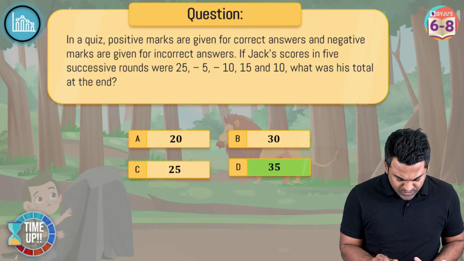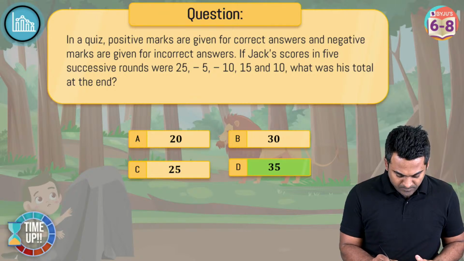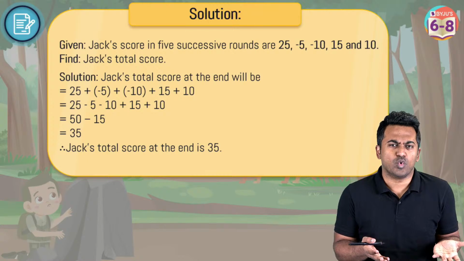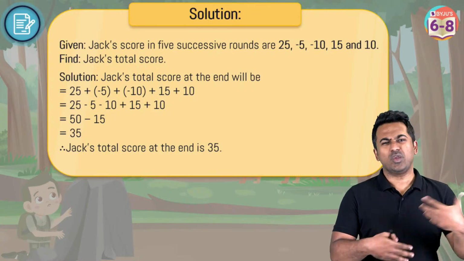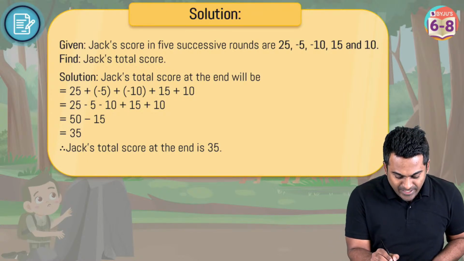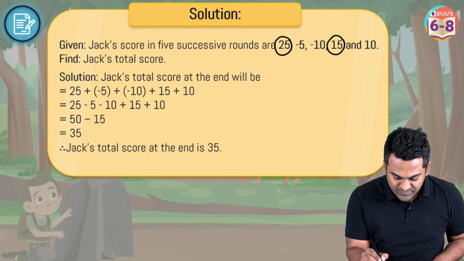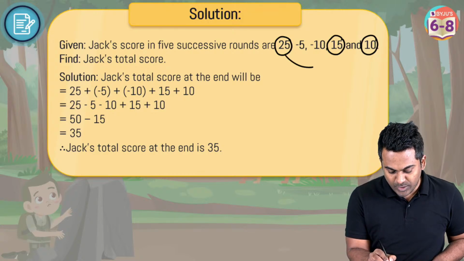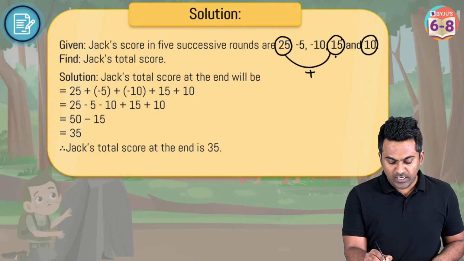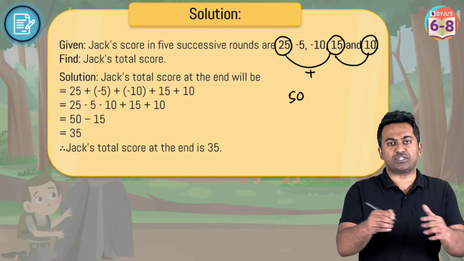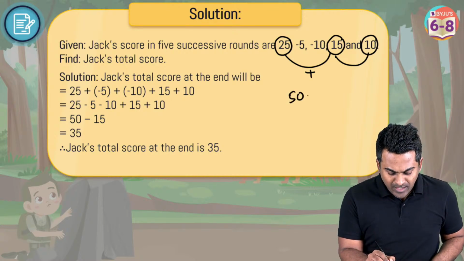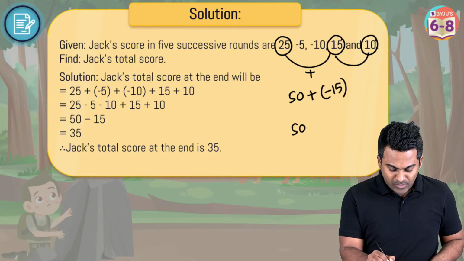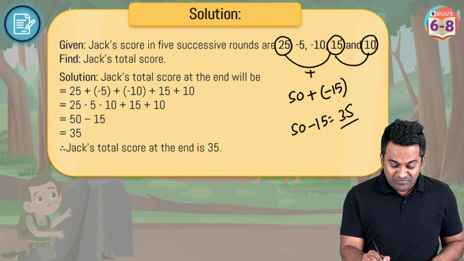All right. So what were the scores? The scores are 25, minus 5, minus 10, 15, and 10. All you have to do here is simply add up these numbers. So you can start in whichever way you want to. Like, let's say I add up all the positives first. So 25 plus 15 plus 10. So add all of these up and you are going to get how much? This is going to be 25 plus 15 is 40, 40 plus 10 is 50. So all of the positive numbers add up to 50, and now add up the negative numbers as well. So minus 5 minus 10 is going to give you minus 15. So it boils down to 50 minus 15, making 35 as the correct answer.